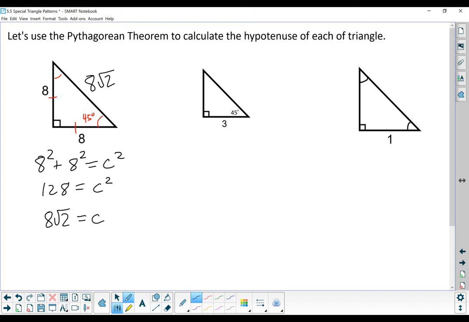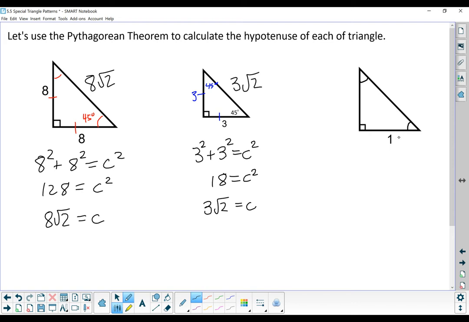Well, here's another one. We've got a 45-degree angle, another side that's length 3, and another 45-degree angle at the top. So if we do the Pythagorean theorem, it's 3 squared plus 3 squared equals c squared, and that is 18 is equal to c squared. And if we take the square root of both sides, we get 3 root 2.